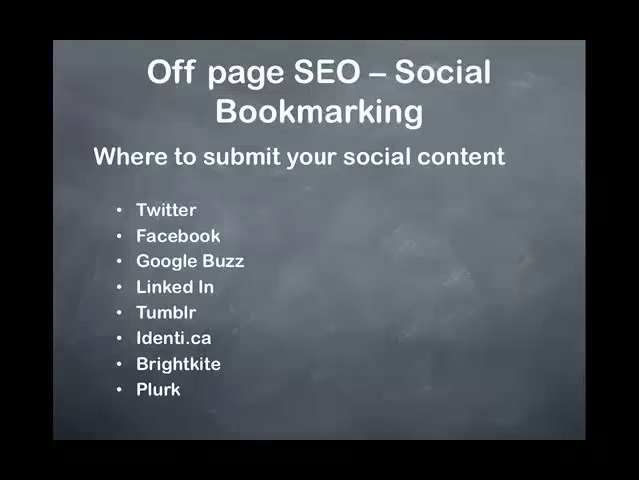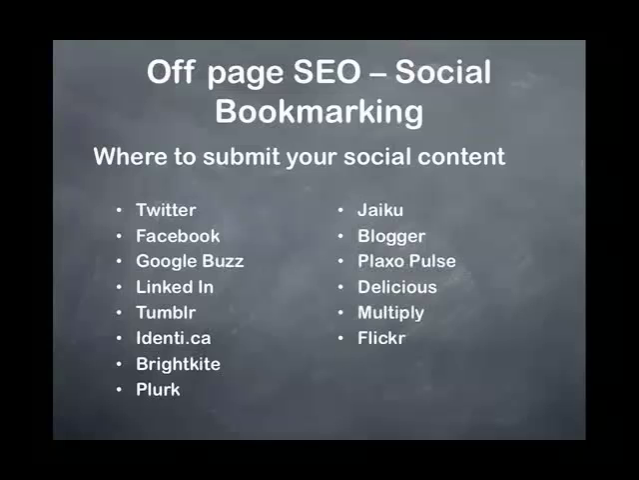I'm also going to include a little link in here, where you'll be able to get the actual addresses for each one of these. JQ, Blogger, Plexopulse, Delicious, Multiply, Flickr, and Yahoo Profiles. So these are essentially the top ones that you use when you're looking at submitting for social bookmarking. Now, it's important to understand that you actually have to sign up for an account for every single one of these.